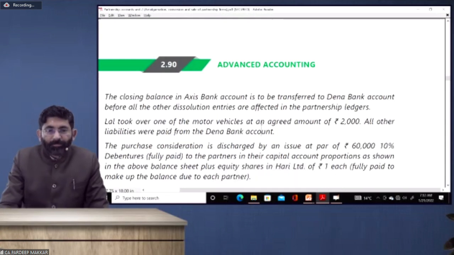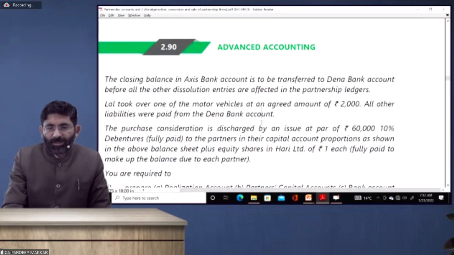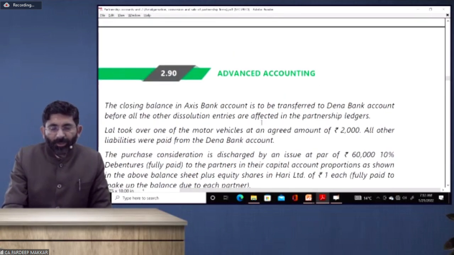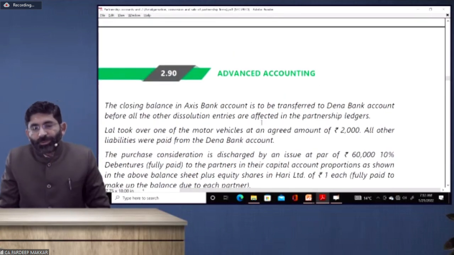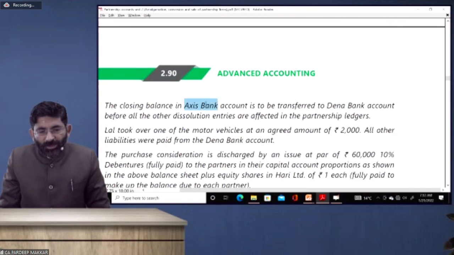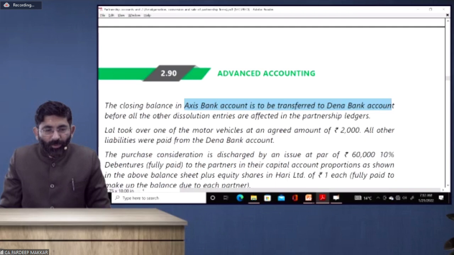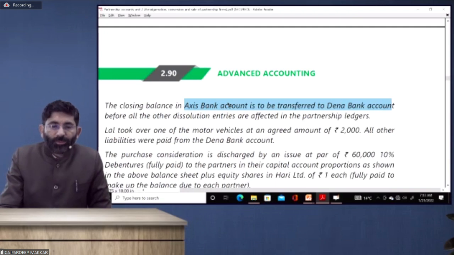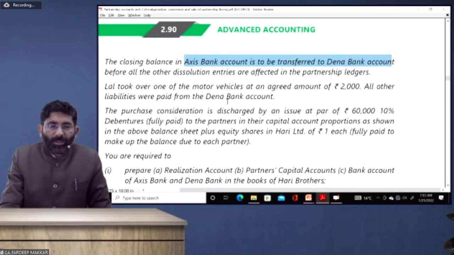Yeah. So closing balance in Axis Bank is to be transferred to Dena Bank. This is an important point. There are two banks in this question. He says we have to transfer the balance of one bank to the other bank. The Axis Bank is to be closed and Dena Bank will be continued before all the other dissolution entries are effected. It means first of all, you have to close your Axis Bank account and transfer it to Dena Bank so that all transactions must be through Dena Bank only.